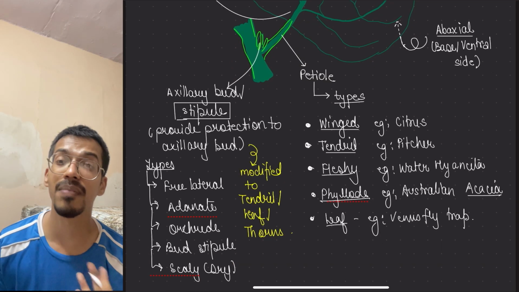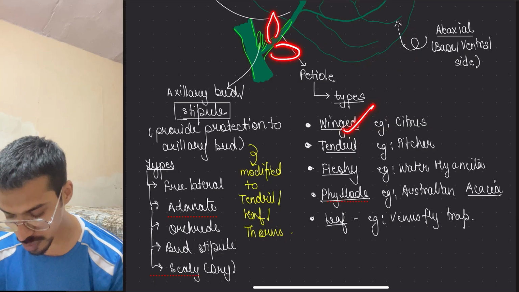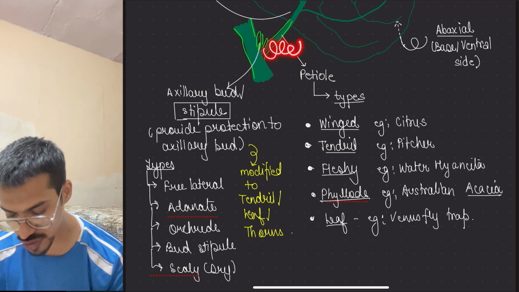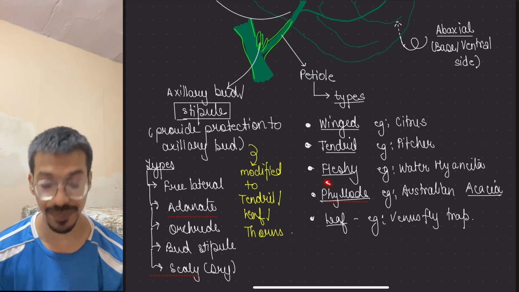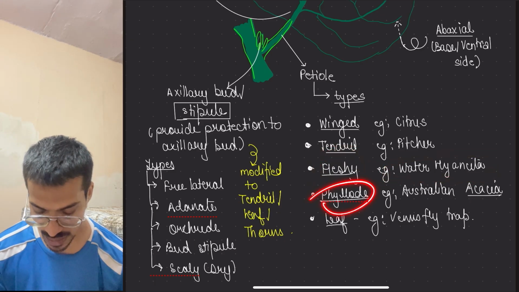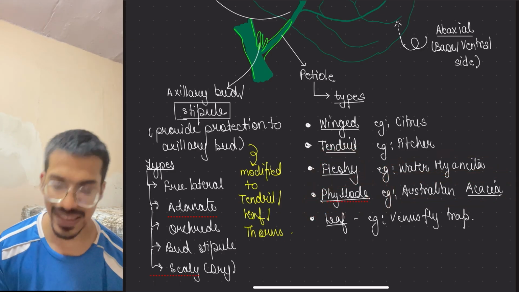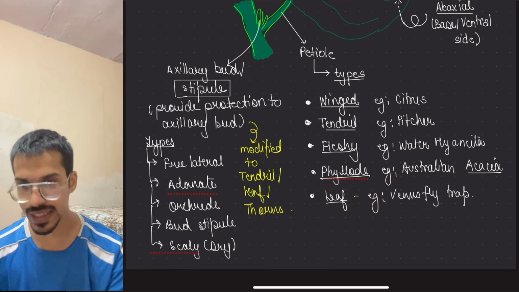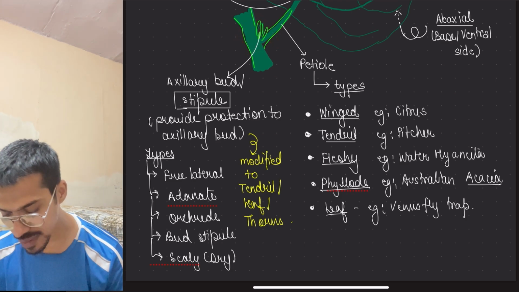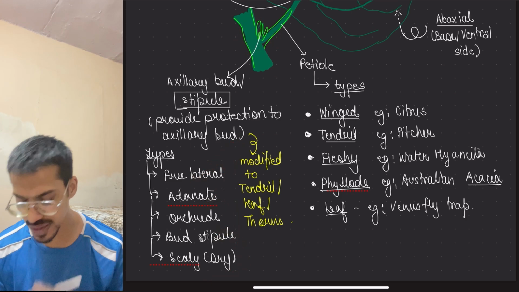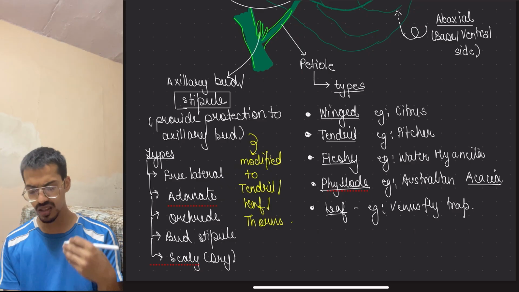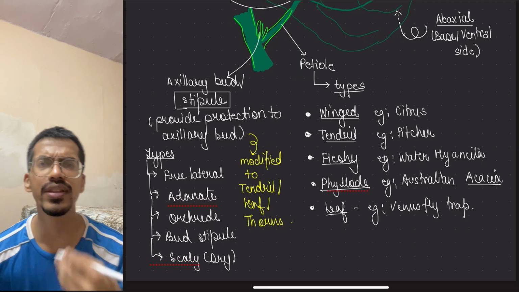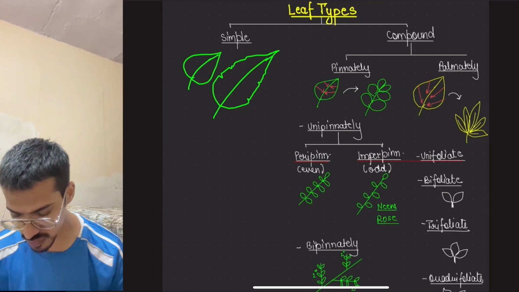Now in different plants, it might be modified. So it could be winged, meaning a wing-like structure with the leaf, like in the citrus plant. Tendrils could be there, so it could be changed into a tendril-like thing, in the case of pitcher plant. It could be fleshy in the case of water hyacinth. It could be phyllode in Australian acacia to do extra photosynthetic activity. Leaf modification like Venus flytrap, so that it can attract. Then this stipule can be further made free lateral and all those things in different plants. These stipules can be modified into tendrils, leaf, or thorns depending on their need in the plant. Okay, this is about the leaf.